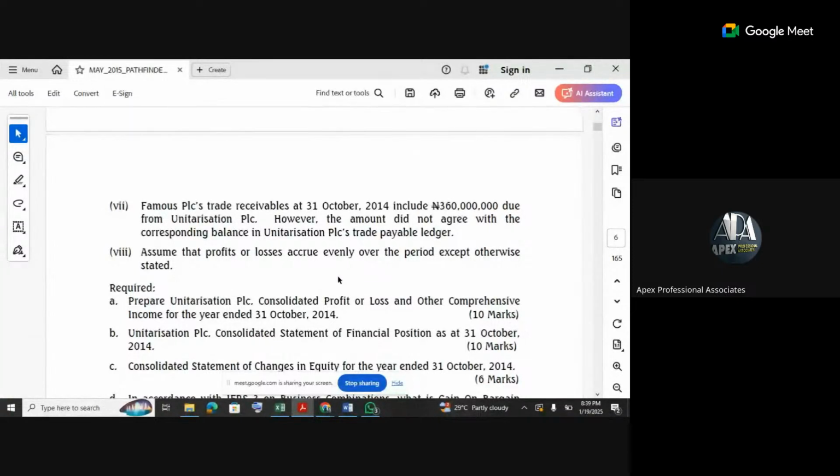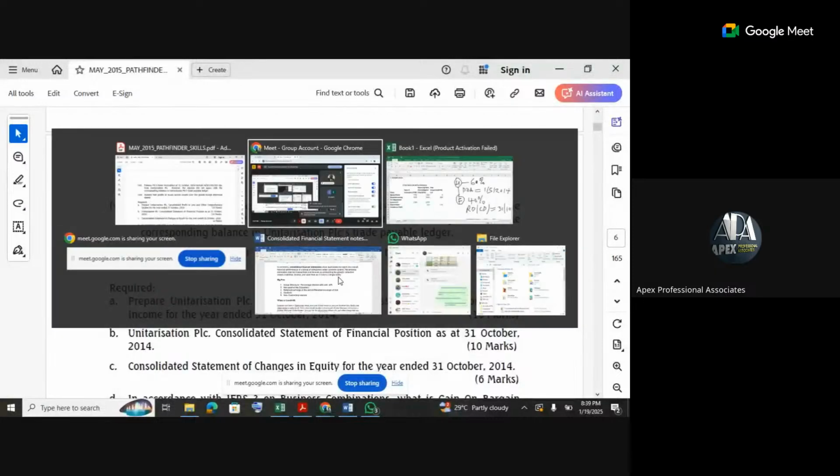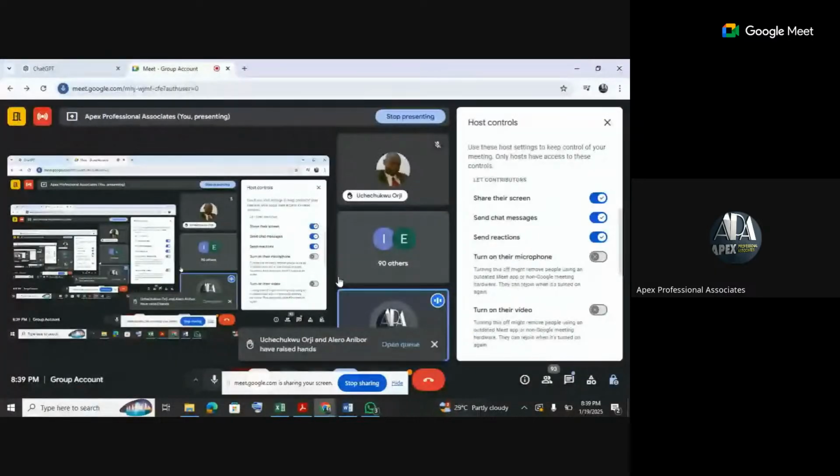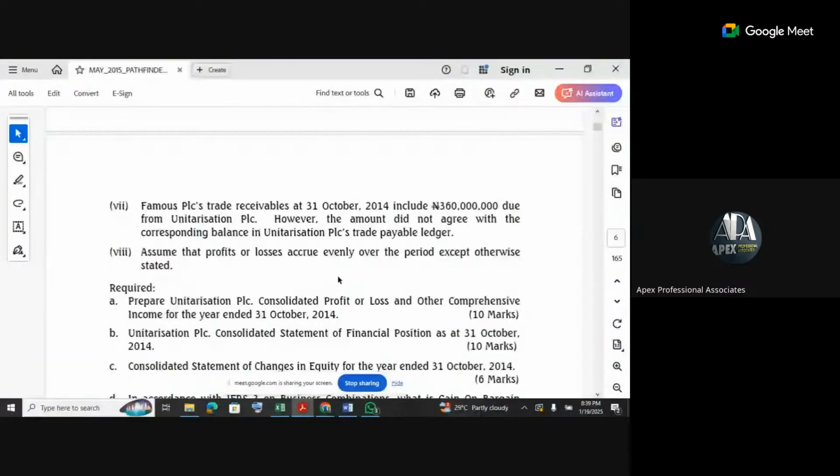So let's go now to talk about how do you know if there's an unrealized profit? You would see a sale. There will be a sale of goods from either the parent or the subsidiary or vice versa. So you check it. If there's going to be a margin or a markup on it, you can compute the unrealized profit from there. Now let's go and see. Famous trade receivables include these. However, the amount did not agree with the corresponding balance in this.